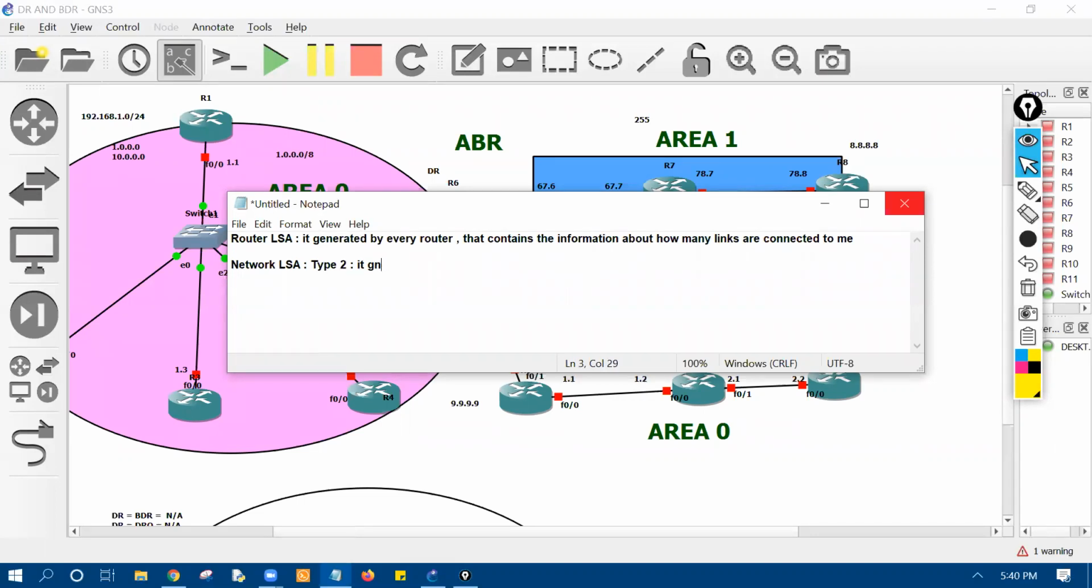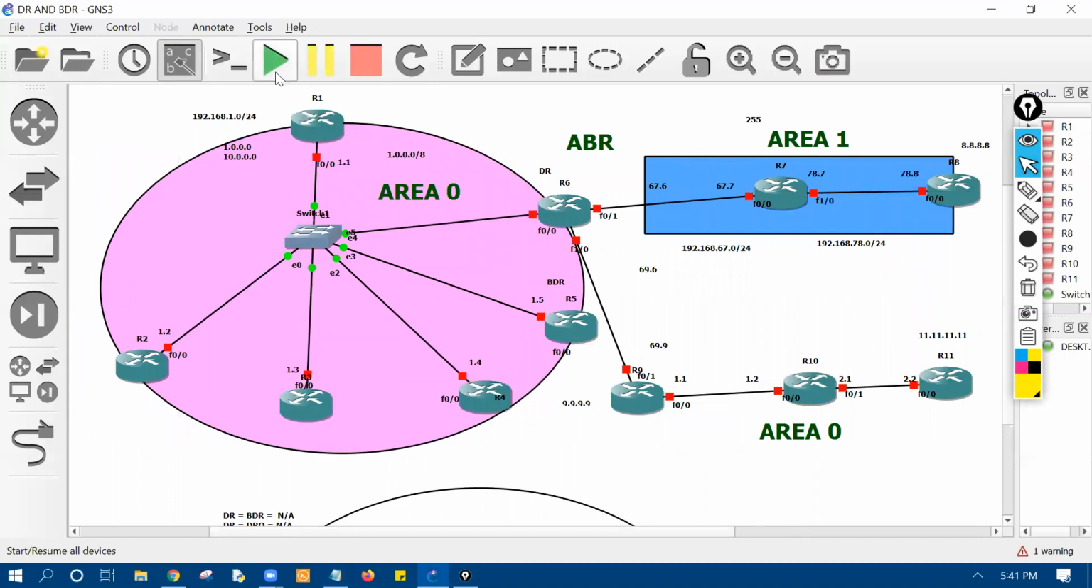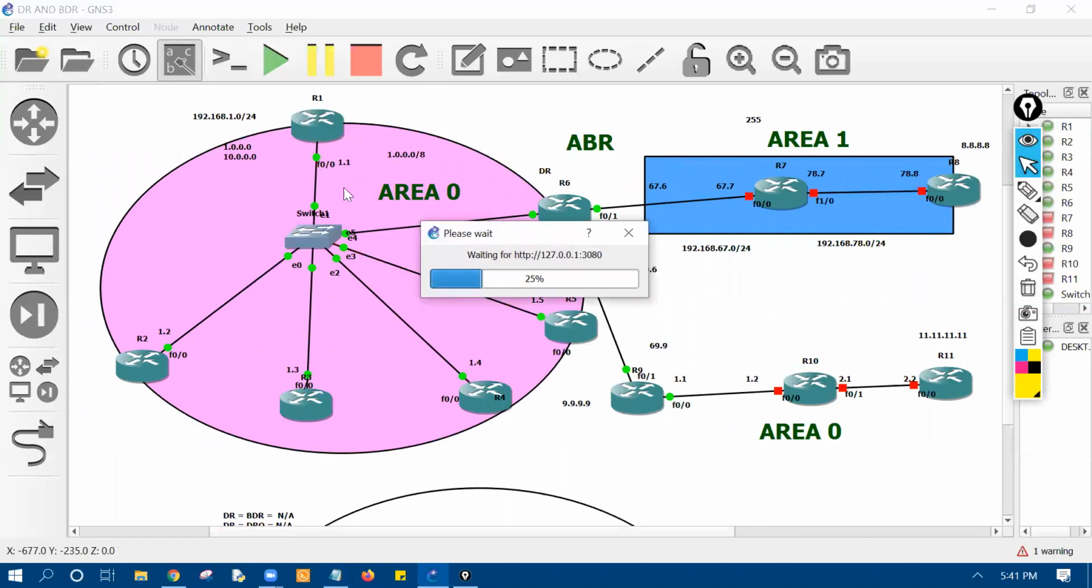The network LSA is generated only by the DR, and it contains the information about how many routers are connected in my broadcast domain. Clear? So can anyone tell me how many router and network LSA will be there in this area, in this domain? Anyone?